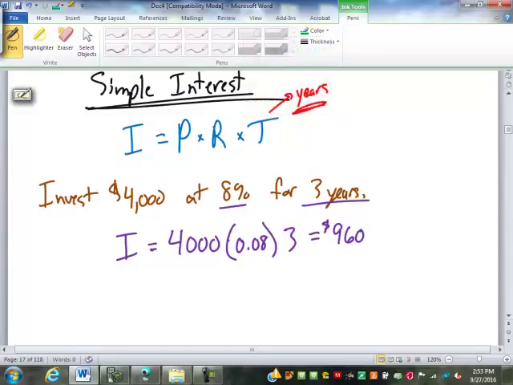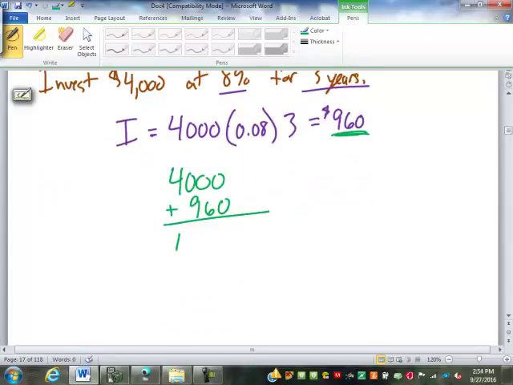Now that's not what we're going to have at the end. That's the interest. So the amount we're going to have at the end, you have to take the principal of $4,000 and add the interest of $960 to it. So we will end up with $4,960.